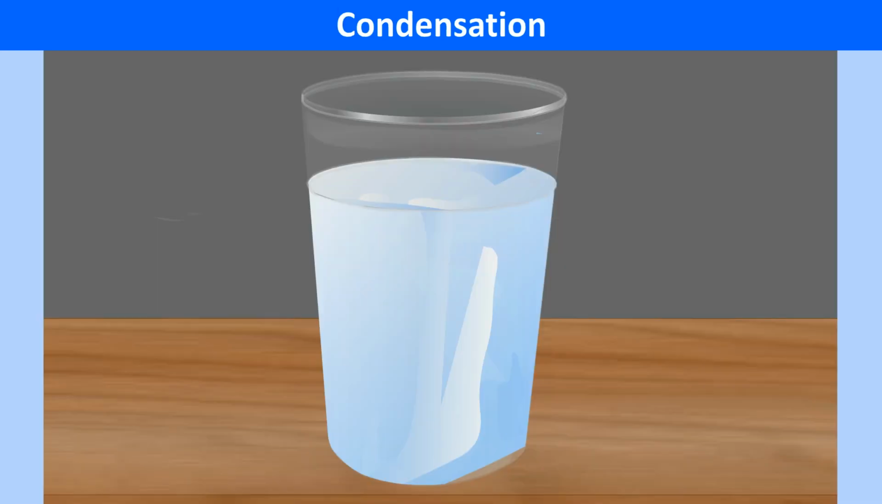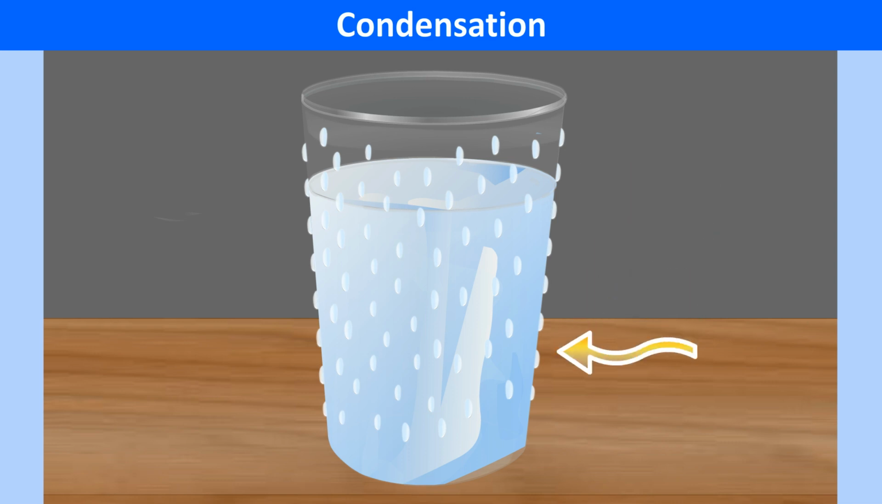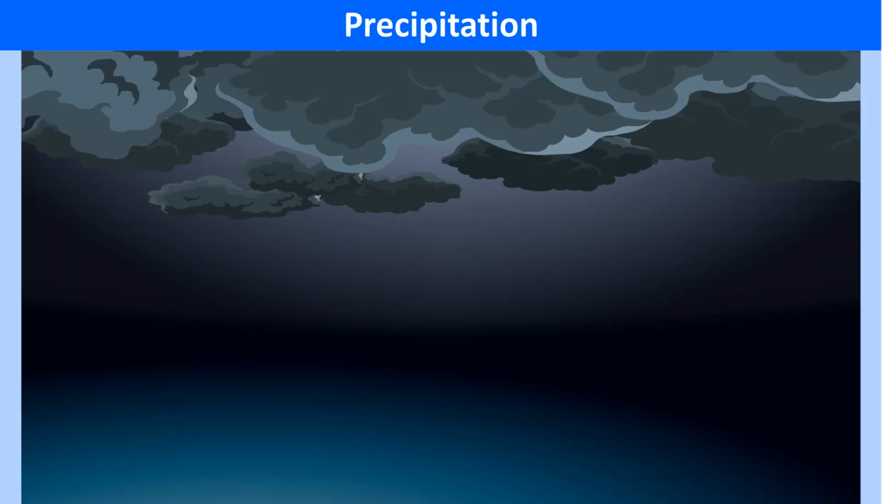Condensation. When the air is saturated with moisture and cools, the water vapor in the air changes into tiny droplets of water or ice crystals, which are formed around dust particles or smoke particles. This process is called condensation. It may occur in the form of dew, frost, fog, mist, or clouds.